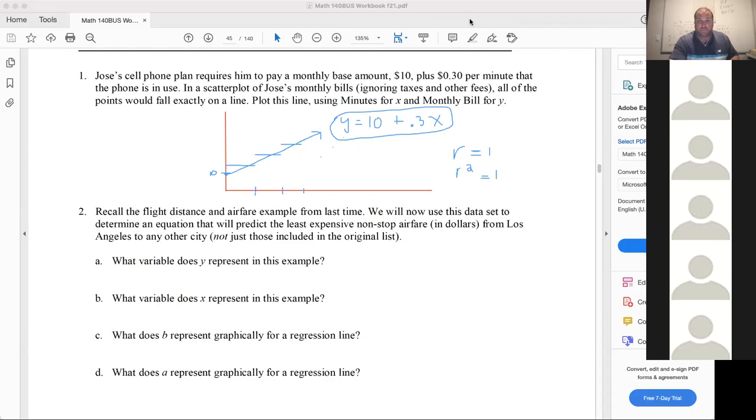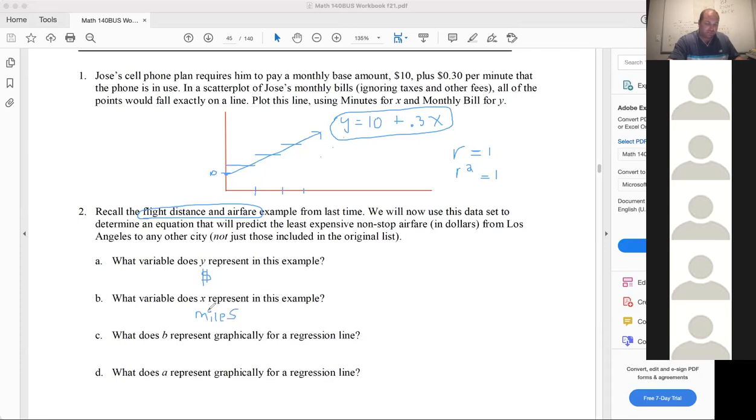Y is the monthly bill. Not this. We're going back to the airfare. Oh. It's okay. What is y? Why miles? Remember, what caused what? Did miles cause cost, or did cost cause miles? No, it was cost, right? So cost was the y variable, right? Yes. And miles was the x variable.